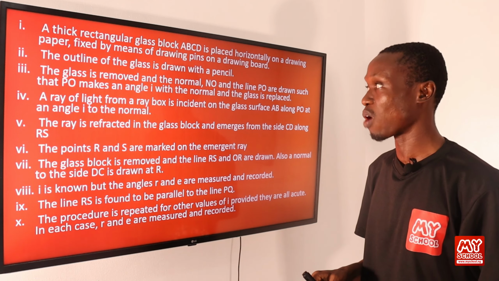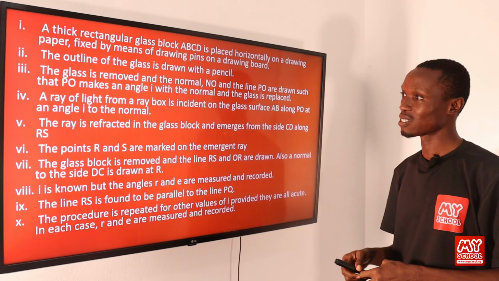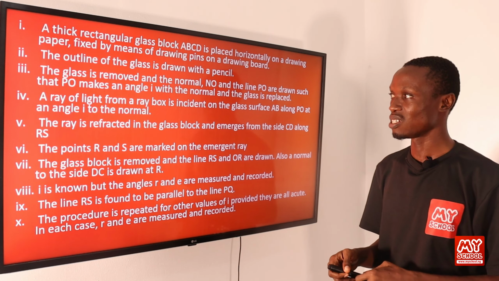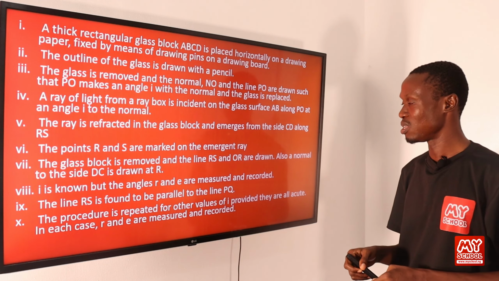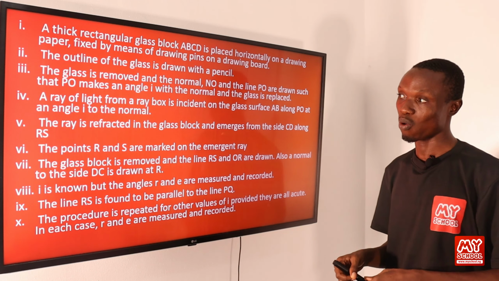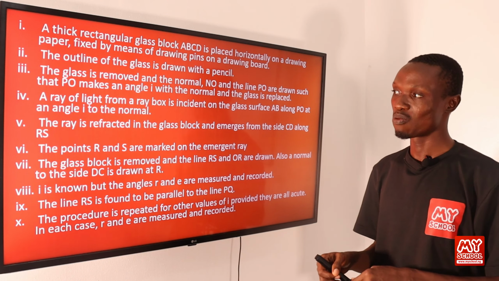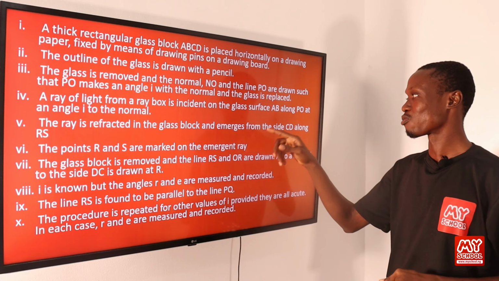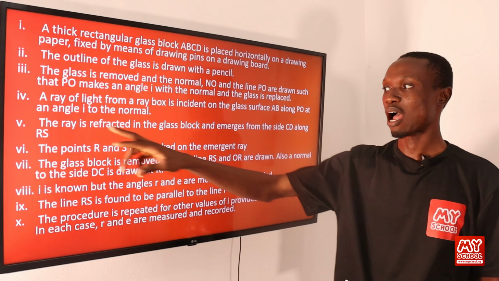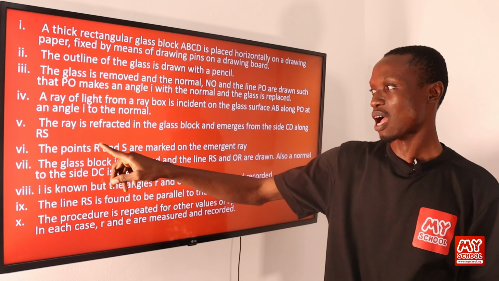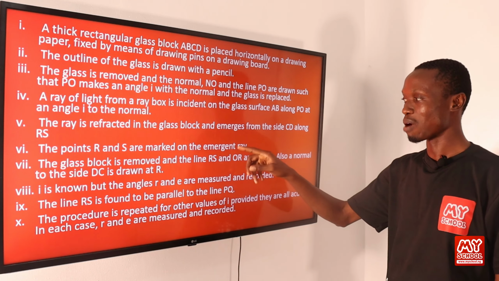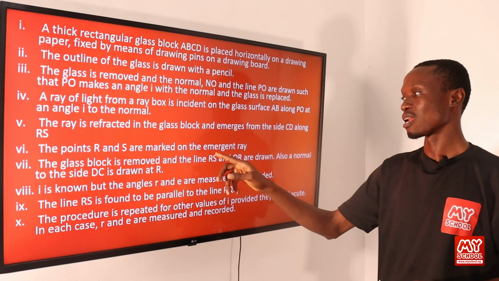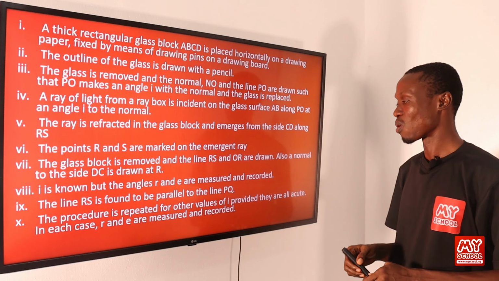PO makes an angle I with the normal and the glass is replaced. A ray of light from a ray box is incident on the glass surface AB along PO at an angle I to the normal. Then the ray is refracted in the glass block and emerges from the side CD along QR. So the points R and S are marked on the emergent ray. Then the glass block is removed and the lines RS and OR are drawn.